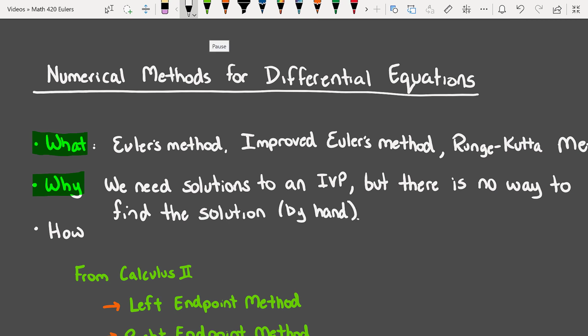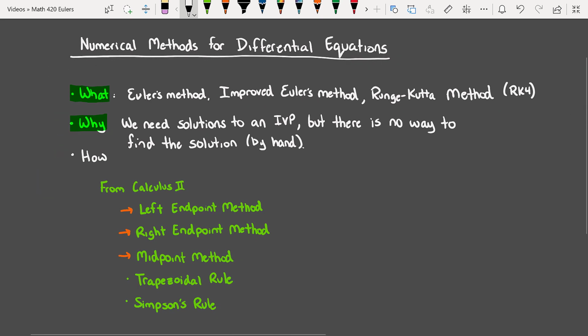So again, we're asked to solve an IVP, but there's just no way to actually find the solution of that initial value problem by hand. So what we do instead is we approximate the solutions near to the initial condition. Now, how do we go about doing that?